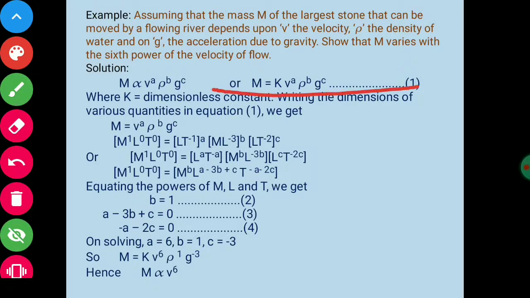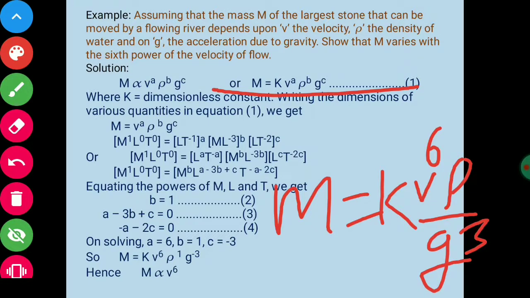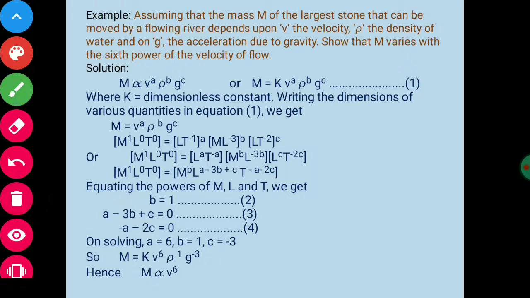So it becomes m equals k v raised to power 6, rho raised to power 1 and g raised to power minus 3. And you can write in that manner, m is equal to k v raised to power 6 rho upon g raised to power 3. Is it clear? And see that mass varies with the sixth power of velocity. So m is proportional to v raised to power 6.